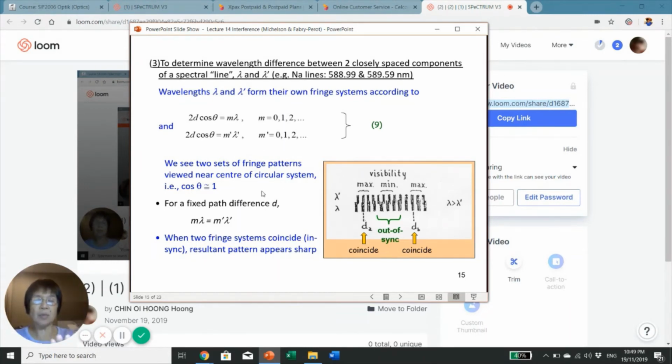But as we move the distance d, this overlay will start to move until at one position they match with each other, and then you see very clear fringes. As you change the distance, you start going out of phase, then you see everything blurry, and then they start to be aligned again. So that's how it works. For a fixed path difference d, when they are aligned, you see m lambda equals m prime lambda prime.